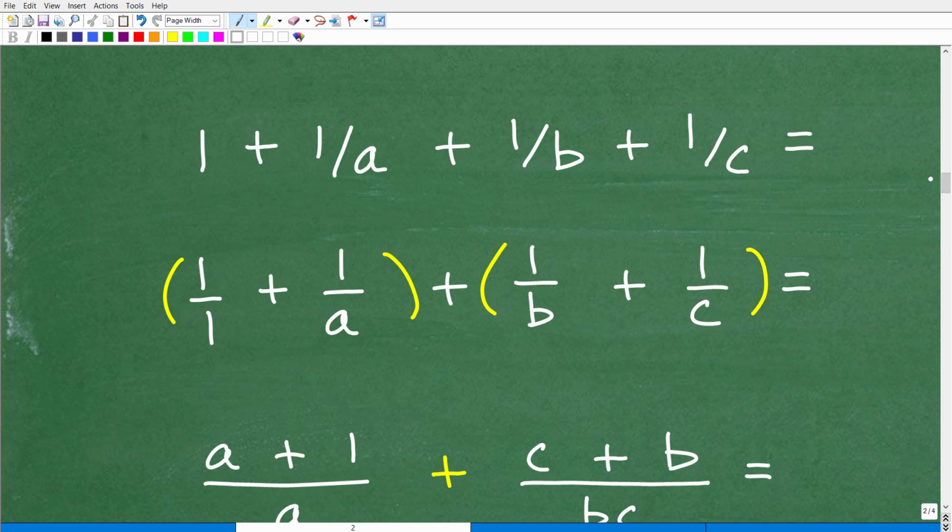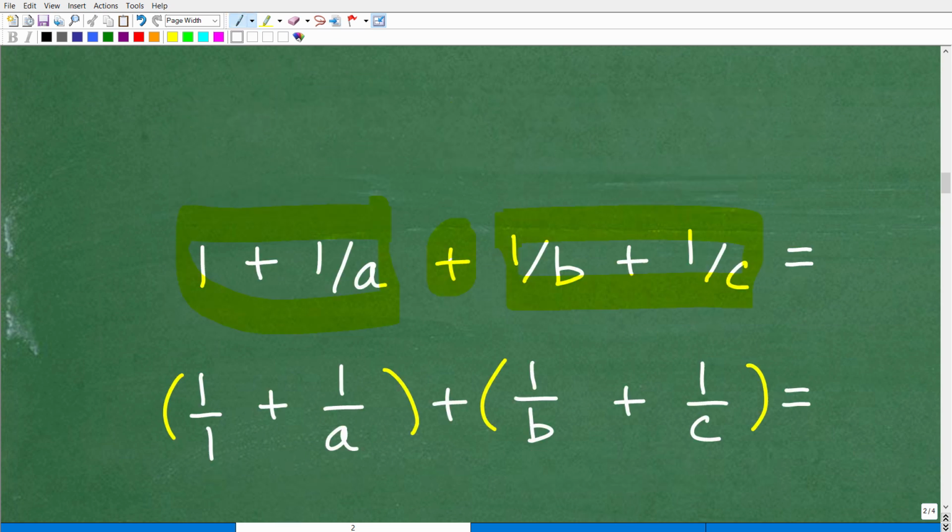So what I'm going to do is group together this problem. Here's our original problem, 1 plus 1 over A plus 1 over B plus 1 over C. I'm going to group these together this way. I'm going to figure out what the sum of these two rational expressions, or two fractions, is, add these two up, and then when I get the answer, I'm going to add up those two fractions. But let's quickly look at something here. Let me just move this down.